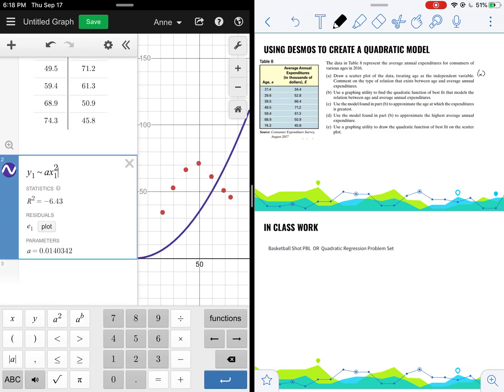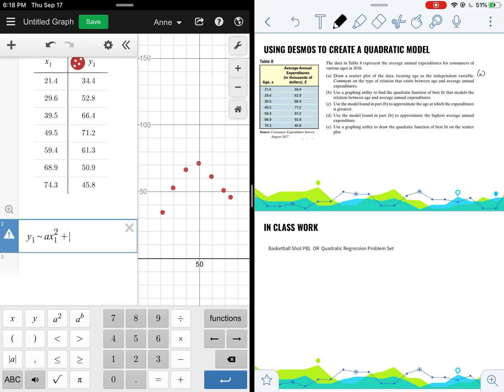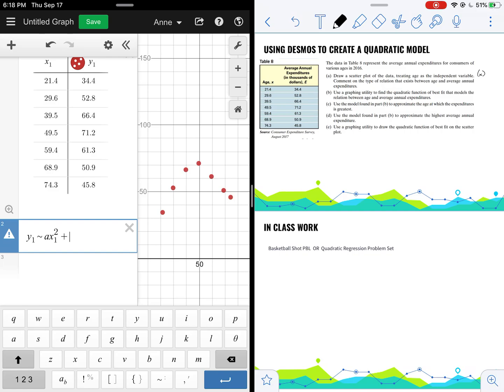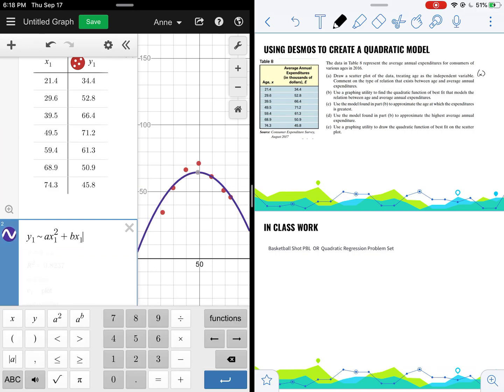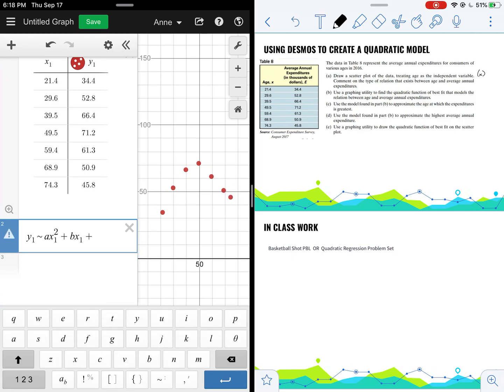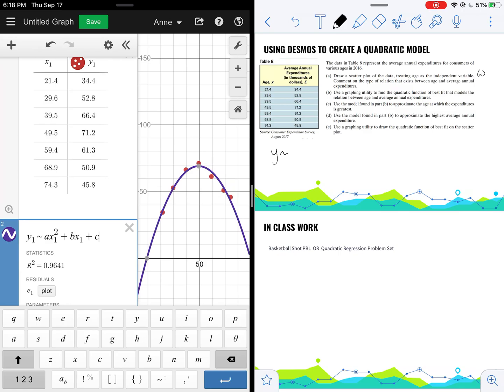So we do y1, then a, then x1 squared, plus b, remember it's ax squared plus bx plus c, so that's b, then another x1, and then plus c. Look at that. Desmos will create a parabola of best fit, a parabola that will go through the majority of those points.